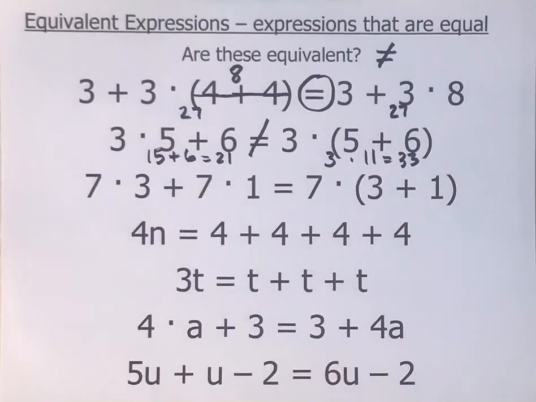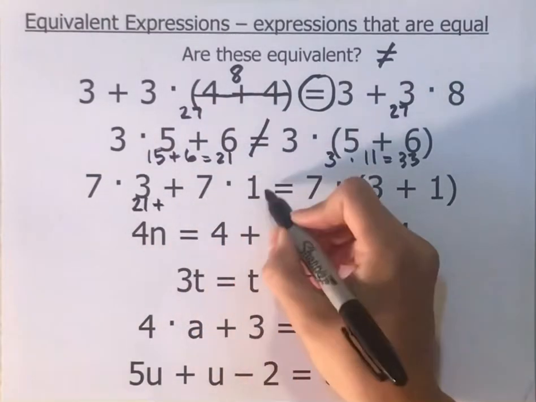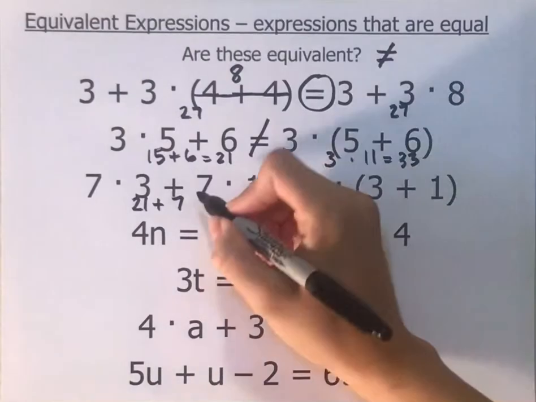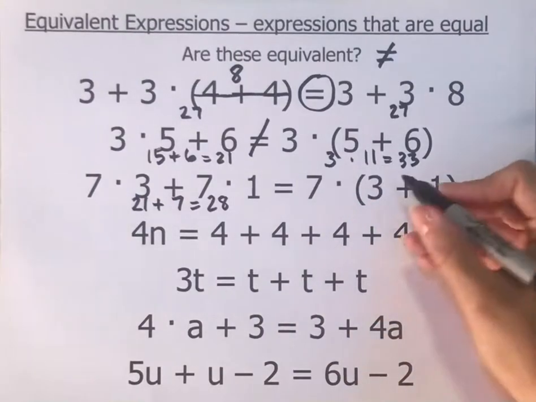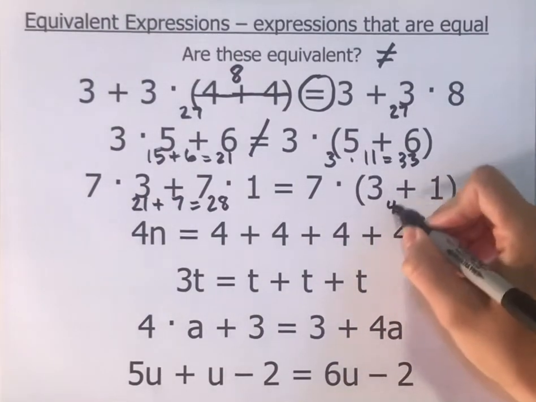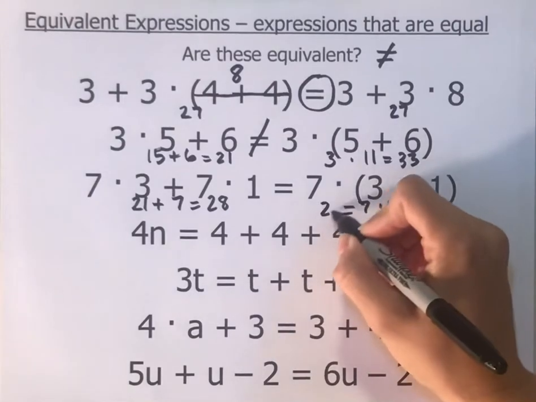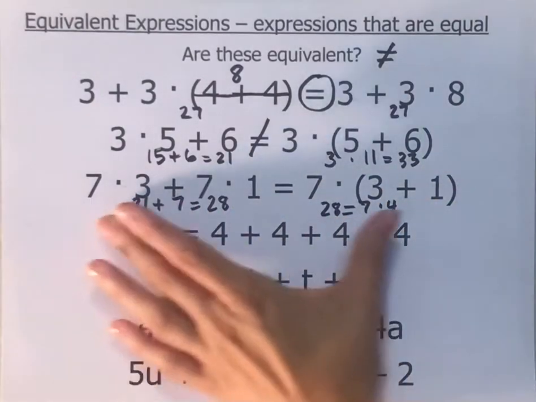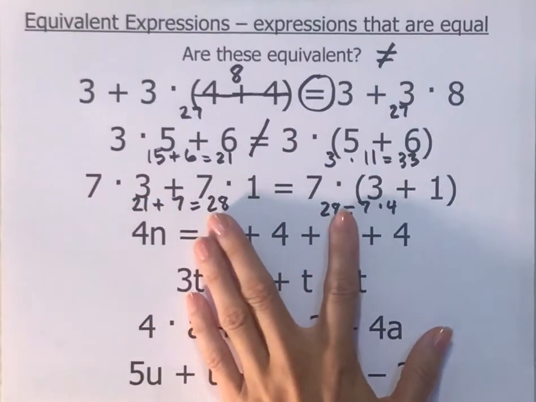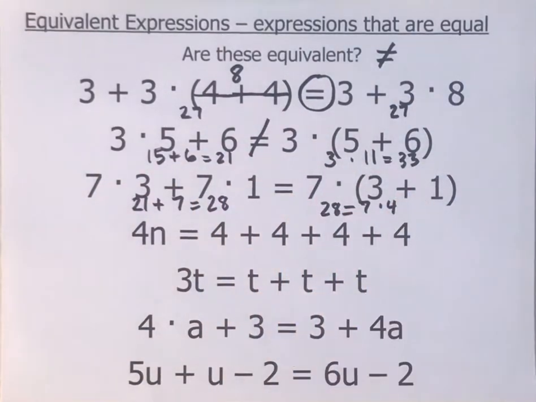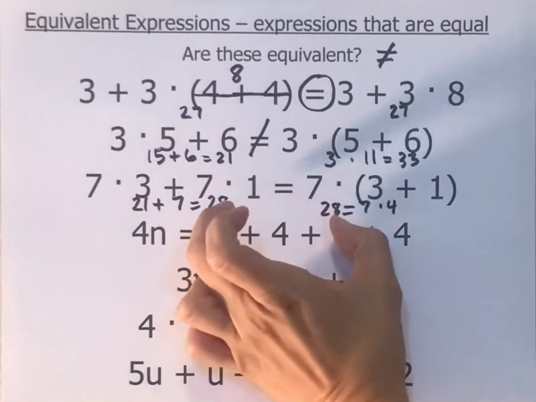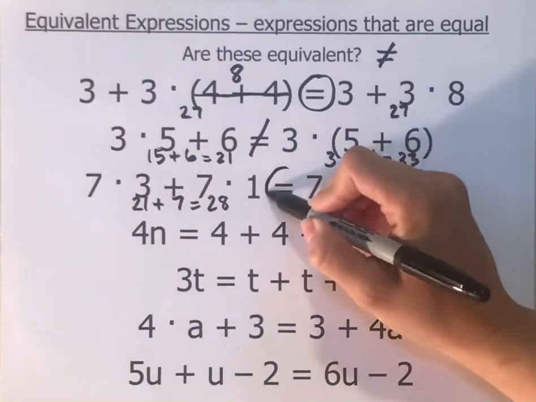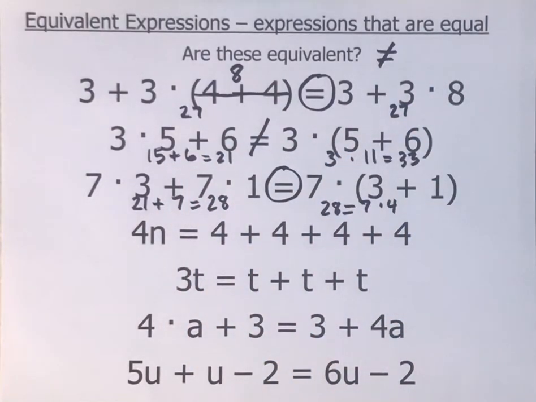Okay, let's look at this one down here, okay? So this one, let's see. Let's solve this side, so that's 21 plus 7. And 21 plus 7 is 28. And then over here, PEMDAS says to do the parentheses first. So that's 4 times 7 equals 28. Oh, so look. When I solve both, I get 28 on both sides. They look a little bit different, but remember, equivalent expressions can look different, but as long as they equal the same amount, we're going to say that these are equivalent then. They are equal to each other.